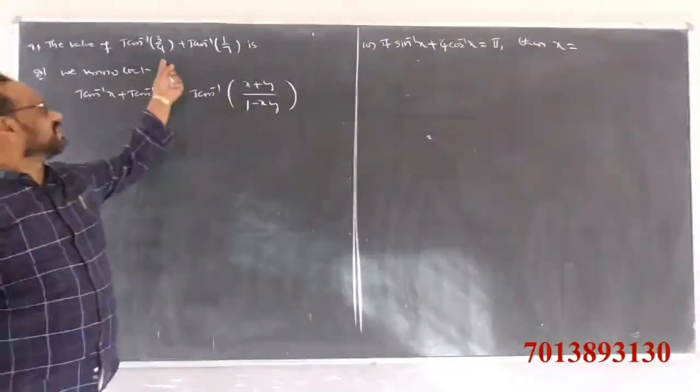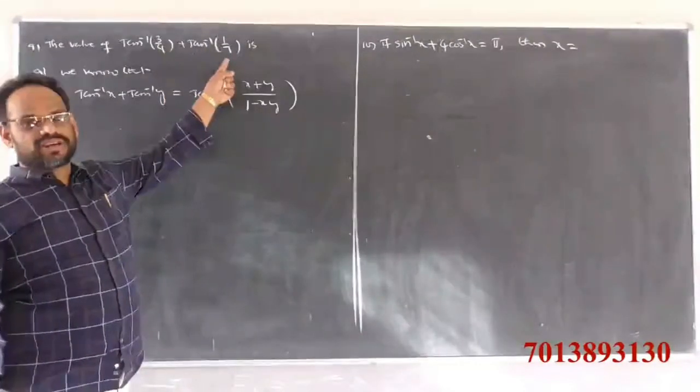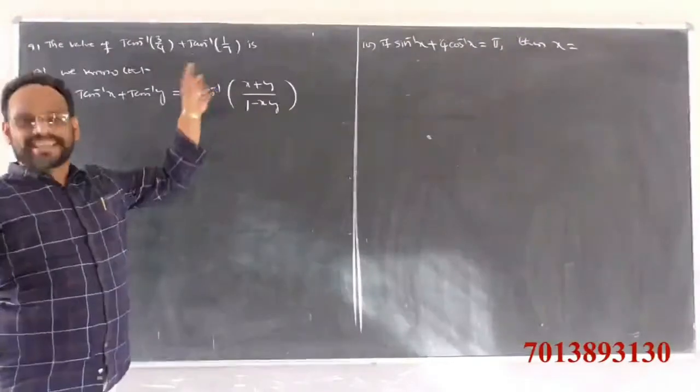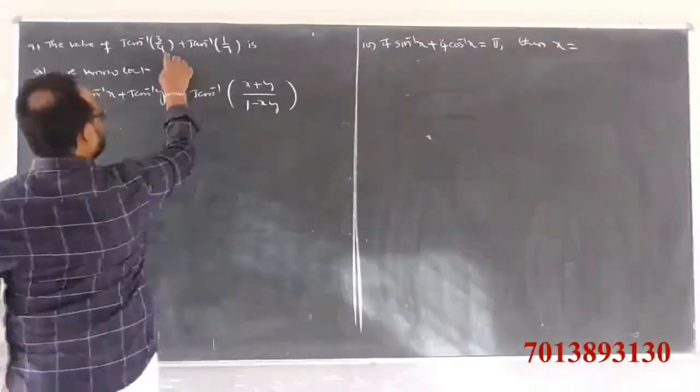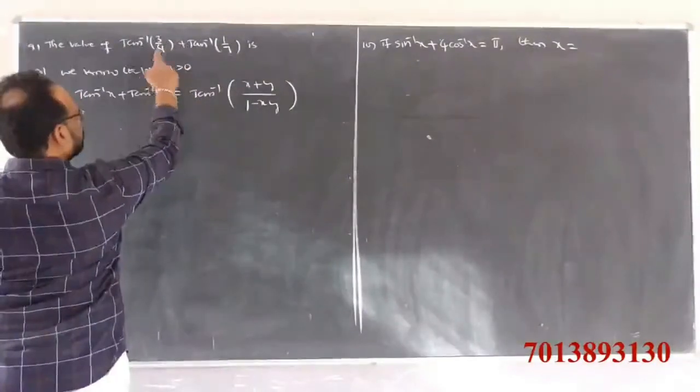Clearly x is greater than 0, y is also greater than 0. If you take x into y, then x into y is less than 1. Observe here, x is positive, so x is greater than 0.